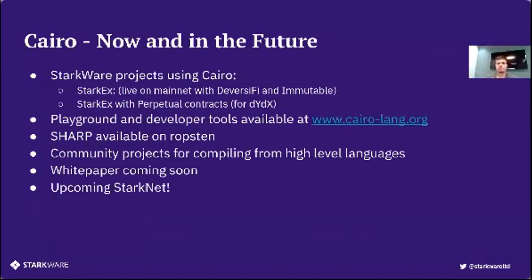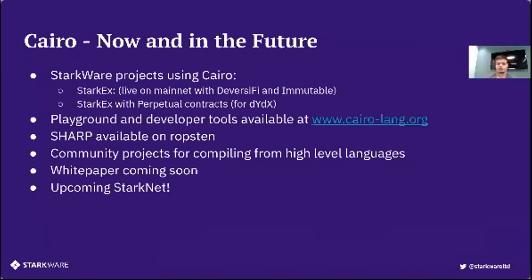We have SHARP, which is the shared prover service. It's available on Ropsten. You can send from the playground, for example, straight to SHARP, or use our developer tools to check it out. It basically runs on our provers, and then the fact of your run is registered on chain. We also have a few community projects, and obviously want more, for example, for compiling from higher level languages to Cairo. So we want it to be easier for developers to use Cairo.